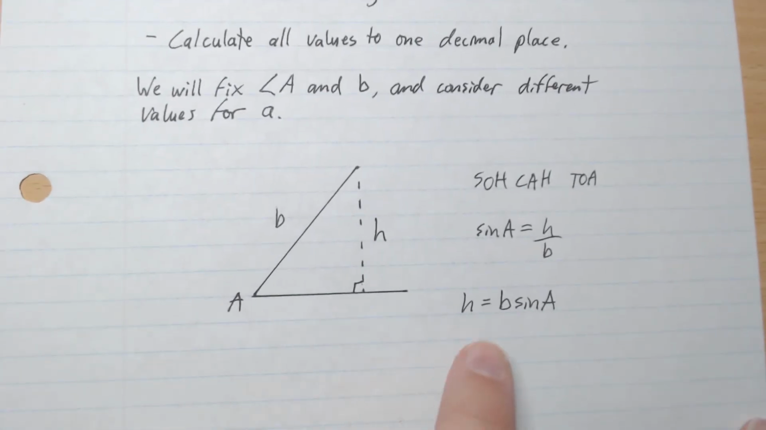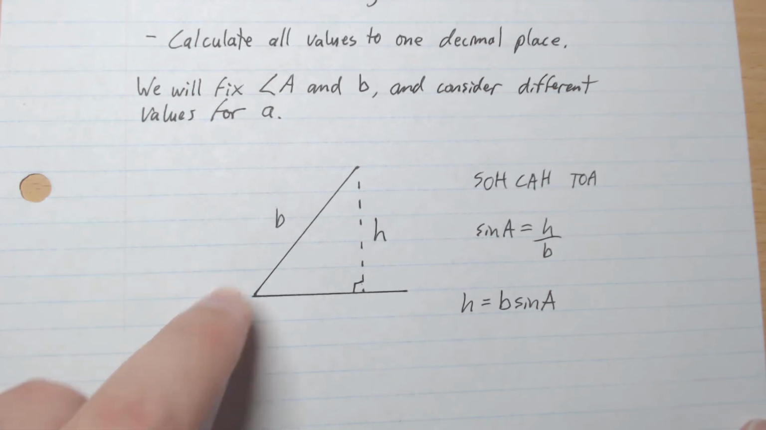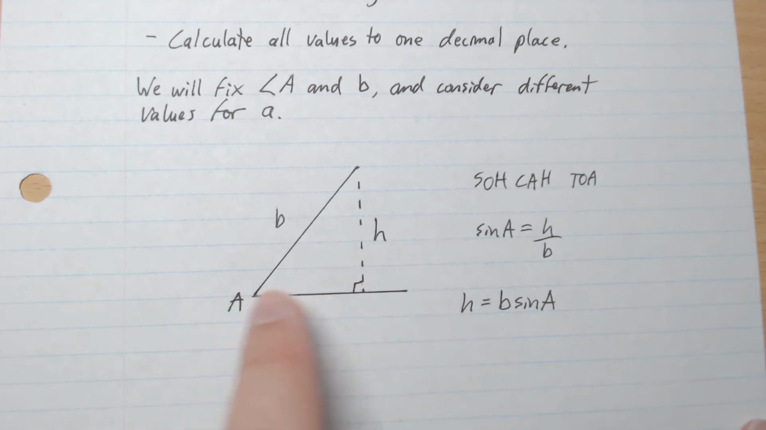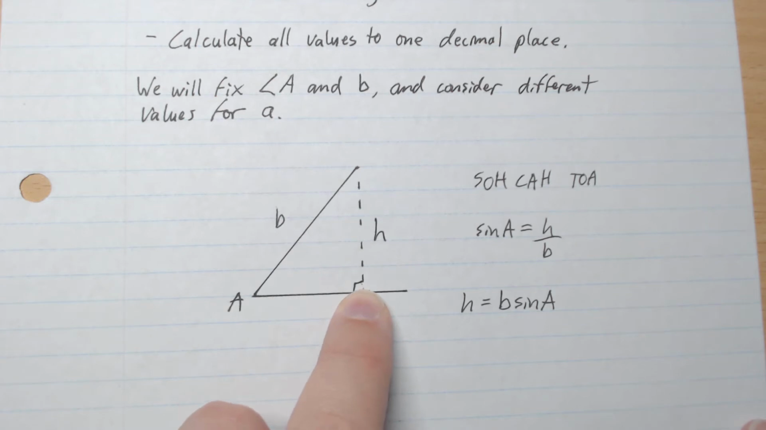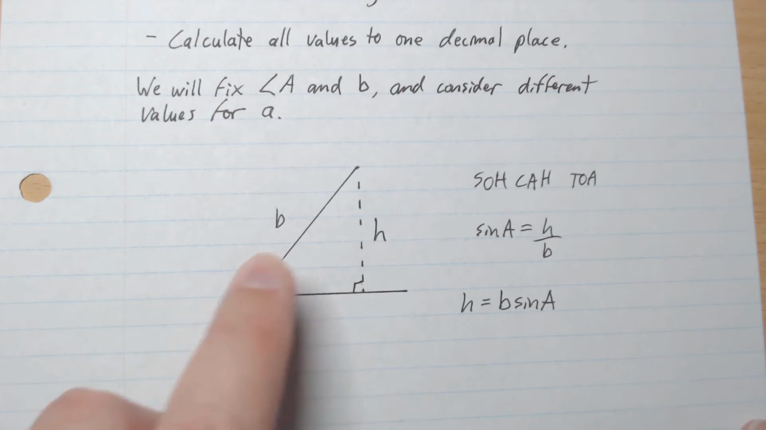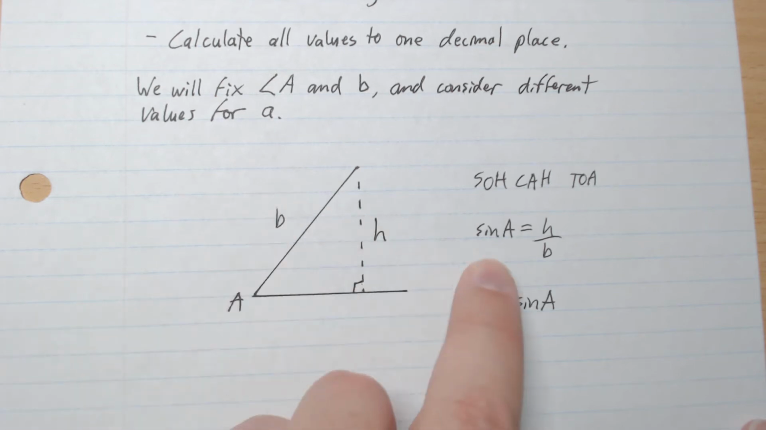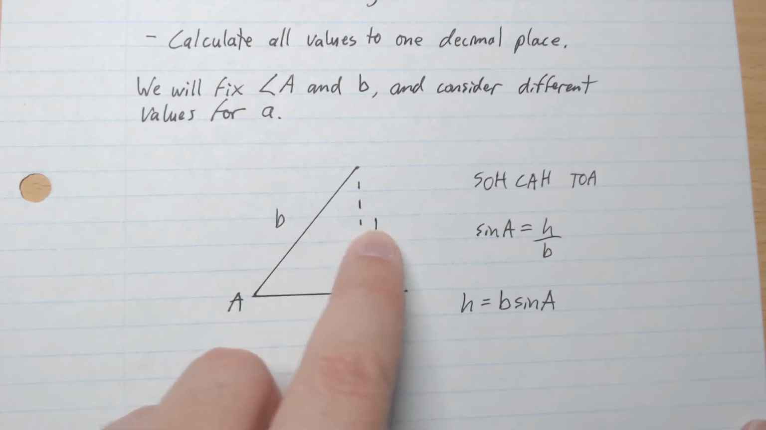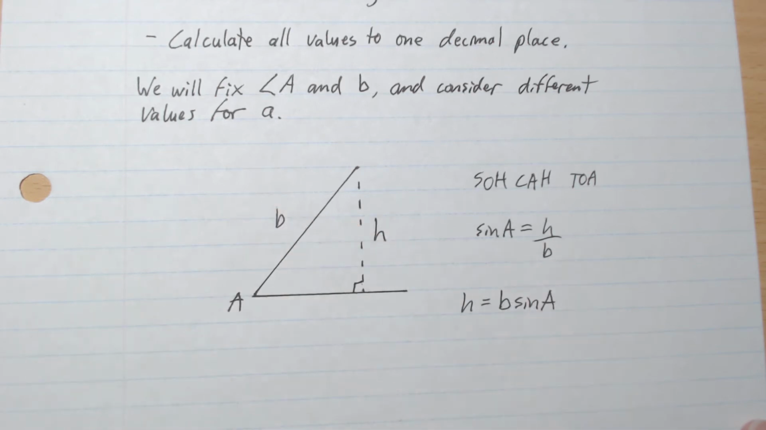Okay, so this is an important thing. Go ahead and copy this down. We're going to use H throughout this lesson. Angle A is given, side B is given, and then side A is opposite of angle A, so it's over here. And this H value, we get it from SOHCAHTOA: sine A equals opposite over hypotenuse. So sine A equals H over B. We can isolate H by multiplying by B, so H equals B sine A. Go ahead and copy this down because we're going to use that today.